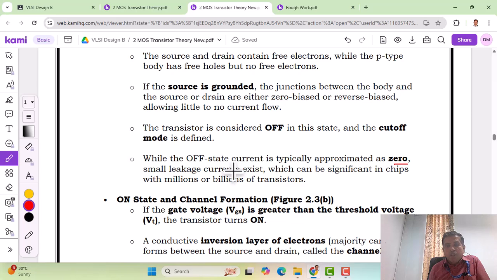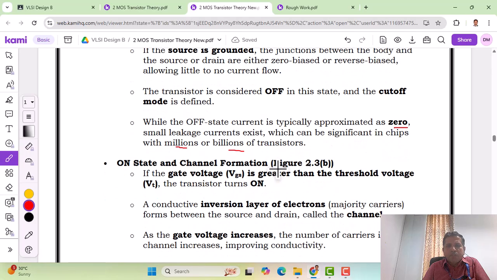But when millions and billions of transistors are there in today's chip design, we won't design just a few transistors, but instead we accommodate millions and billions of transistors in a single chip. The leakage current of each of these transistors may become a substantial value, and that needs to be considered. The current through the off transistor is also a serious issue, because of the huge number of transistors in today's complex designs.